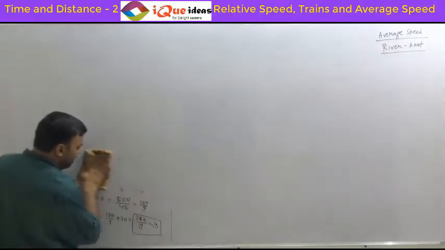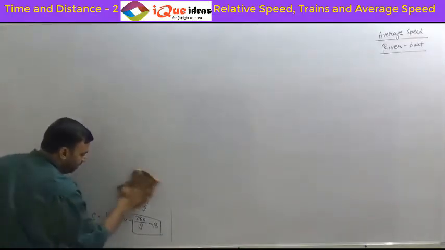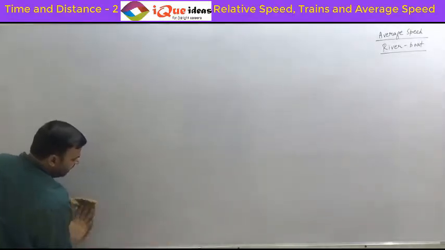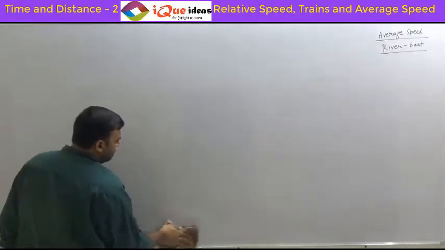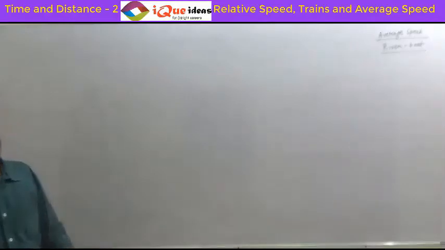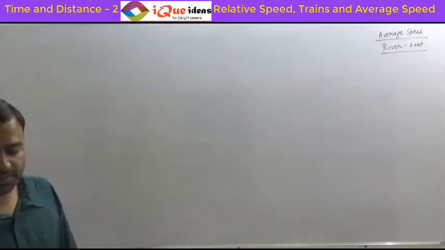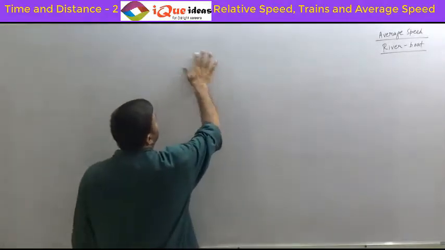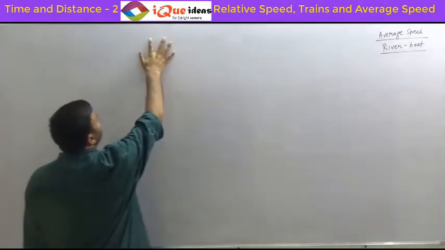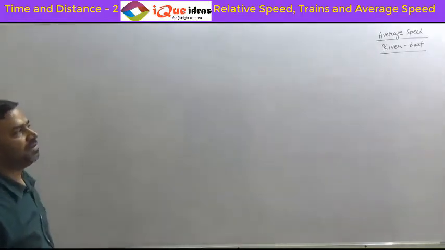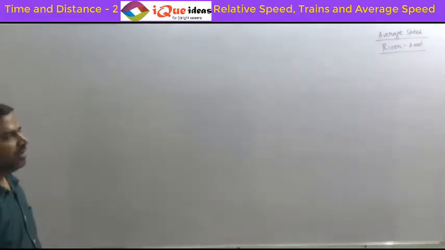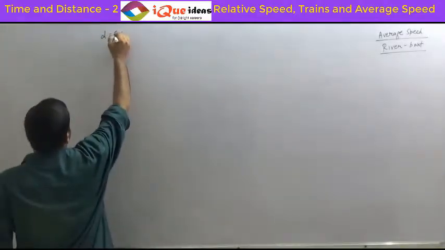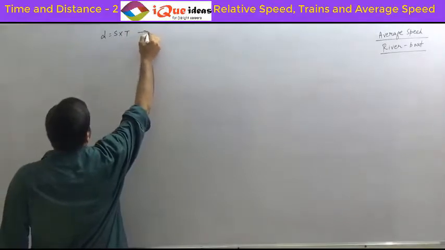The question of average speed will arise only if there are certain distances which are travelled at different speeds. See, if you travel a distance at constant speed, the average speed of the entire duration will remain the same as the constant speed, right? But suppose a given distance is travelled in parts, and the speed in every part is different or is changing, then only the situation of average speed will arise.